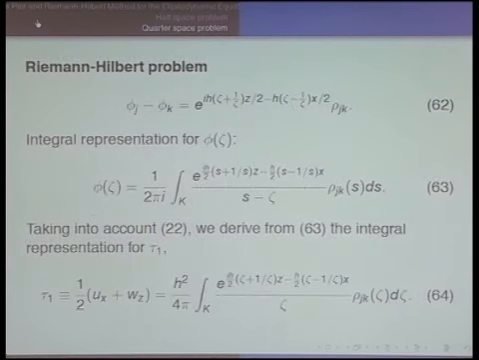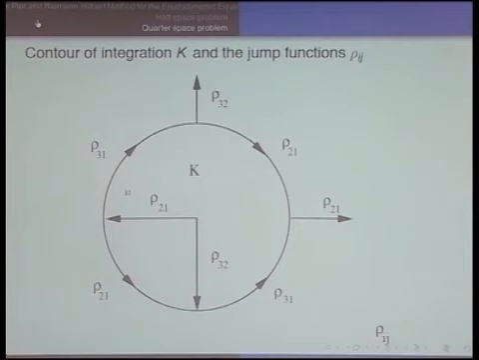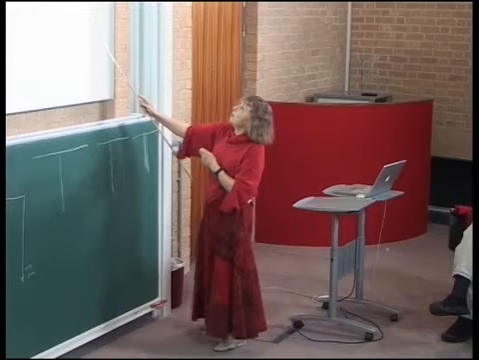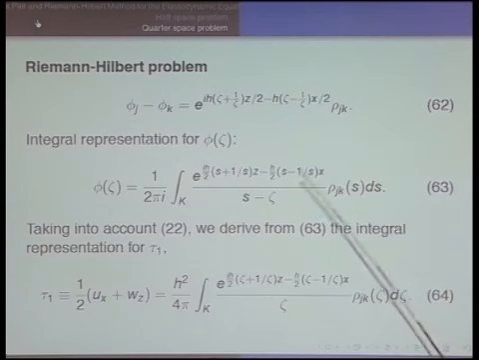And we obtain the contour which looks like that, and the Riemann-Hilbert problem is presented by this equation. And if we manage to find the jump function, then everything is fine.